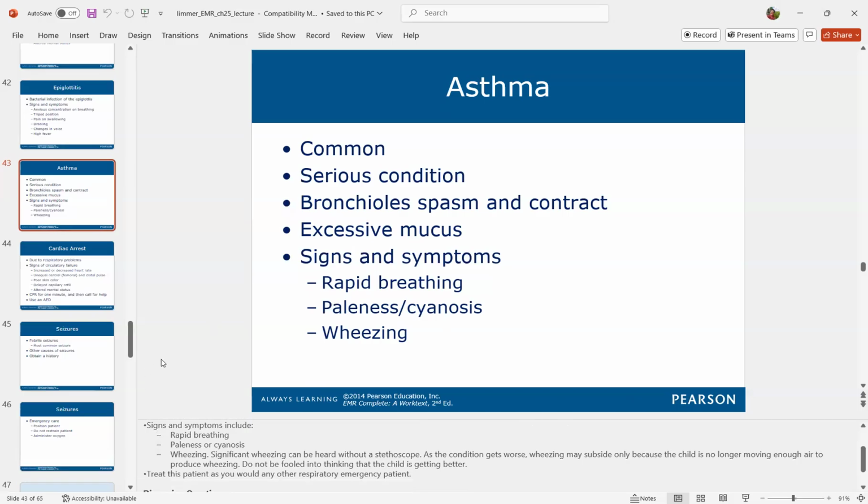Significant wheezing can be heard without a stethoscope. You're going to hear it when you walk in. As the condition gets worse, wheezing may subside only because the child is no longer moving air and producing that wheezing. So don't be fooled, like, oh, they're getting better. They might not actually be breathing very well. So again, oxygen, ambulance. When they get there, they're going to use a nebulizer with albuterol. If they have something like that in the house, we could maybe have the parents start that. Emergency inhalers, stuff like that.